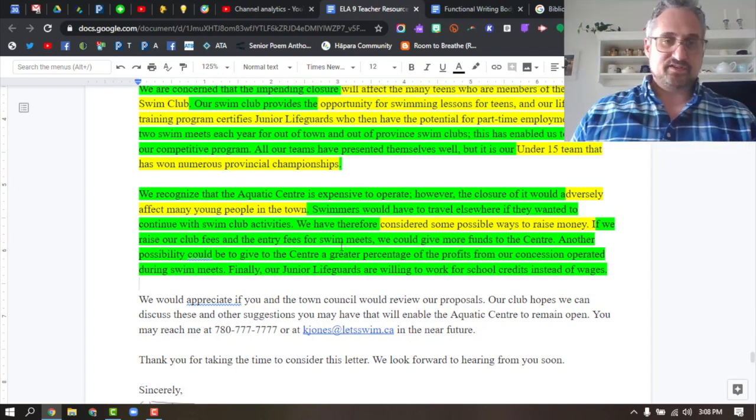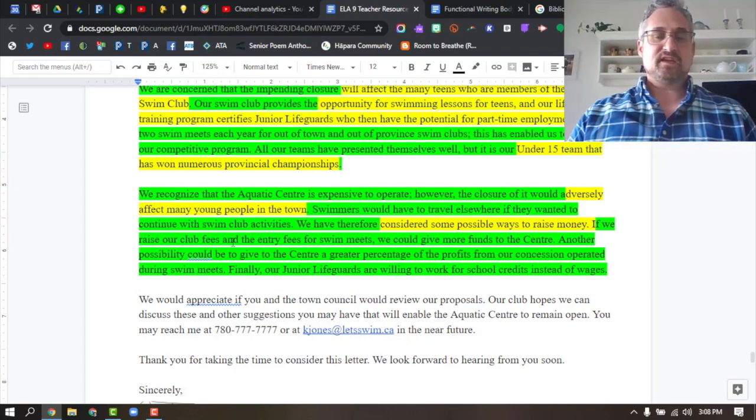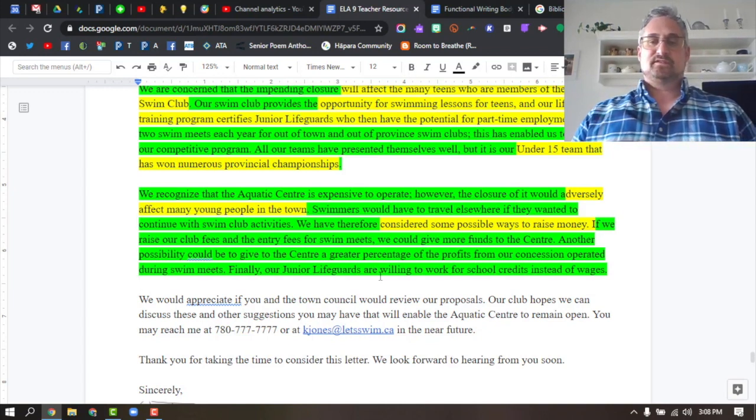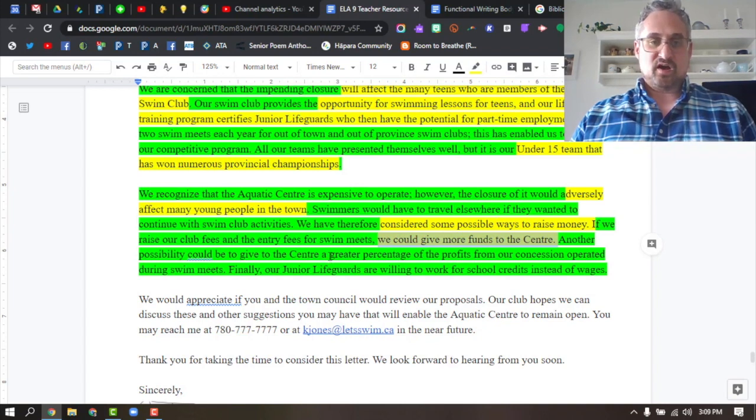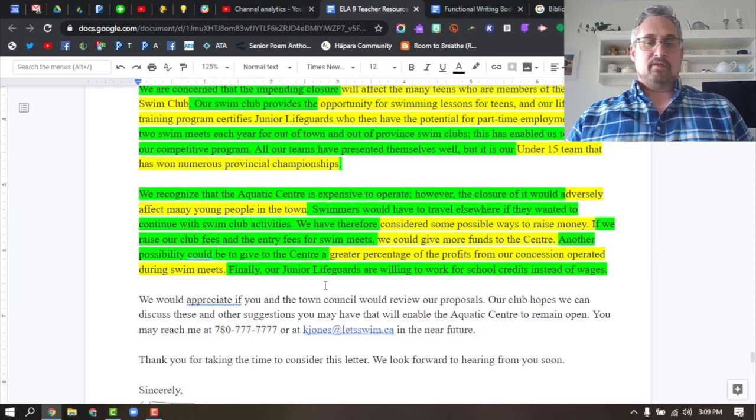And so here's another reason: we could raise our club fees and entry fees to give more funds to the center. Here's another reason. Greater percentage of profits during the swim meets could be another. And then, junior lifeguards are willing to work for school credit rather than wages.